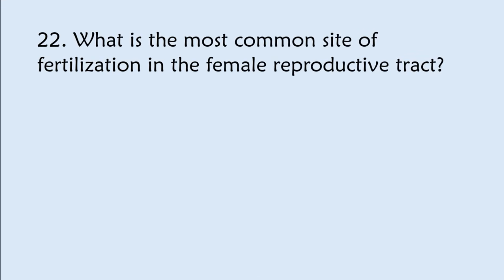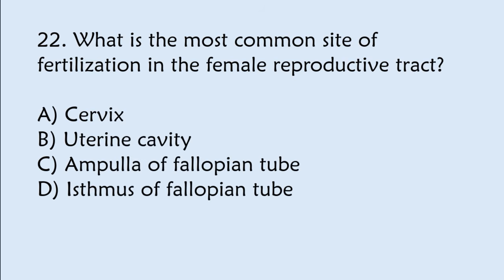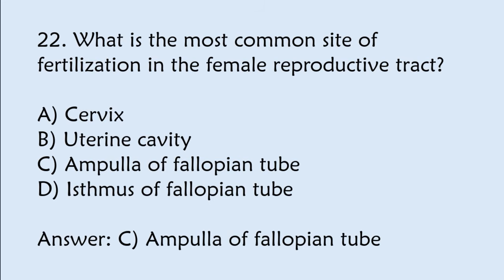What is the most common site of fertilization in the female reproductive tract? Cervix, uterine cavity, ampulla of fallopian tube, isthmus of fallopian tube. Correct answer is option C, ampulla of fallopian tube.